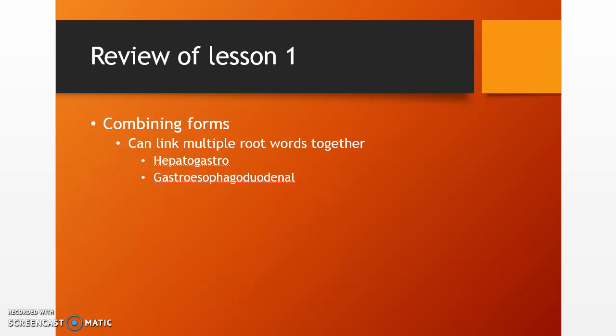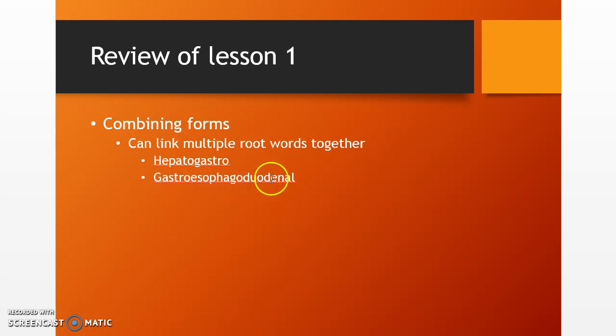You can link multiple root words together with the combining form. So here's a couple examples. Hepatogastro. So there's the hepat. This is the root word of liver. And then the combining form for this is hepato. And so now we have hepatogastro. So liver and stomach. And then you could go on.